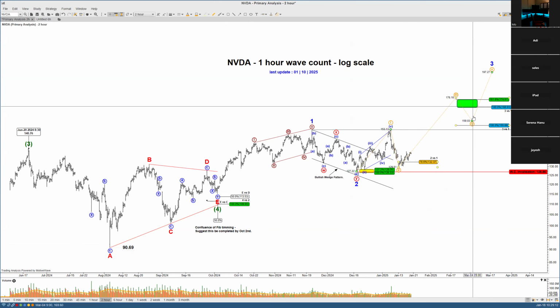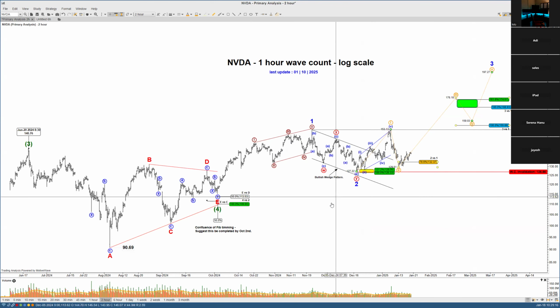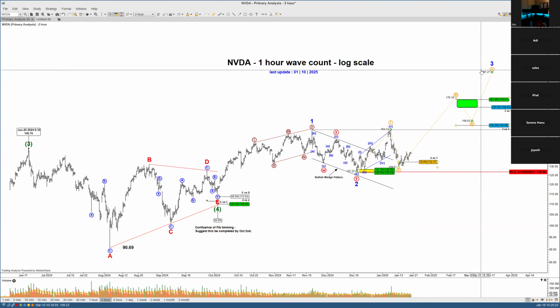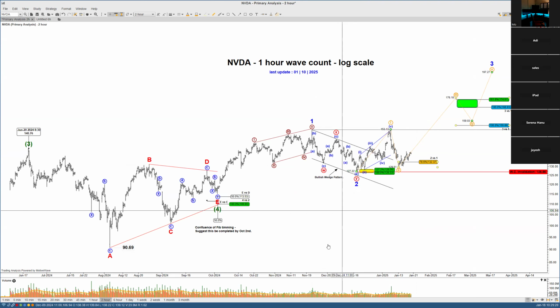So I like the odds. The second thing, as I mentioned, is the inverse head and shoulder. If that plays out, this thing can just take off, with the neckline and the shoulders and the head. NVIDIA is a leader for sure.